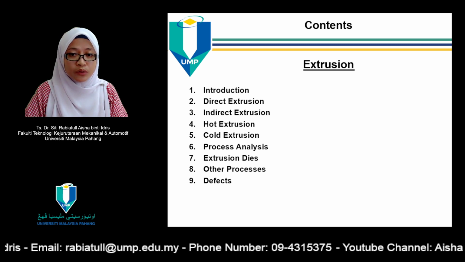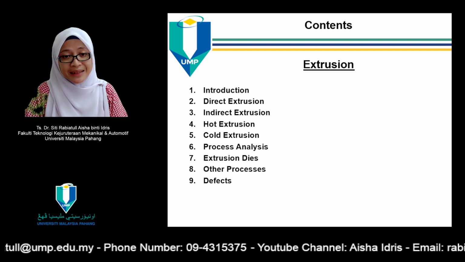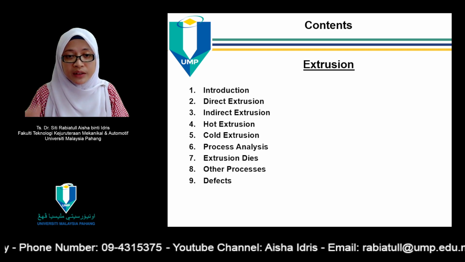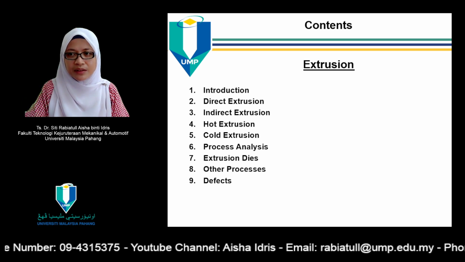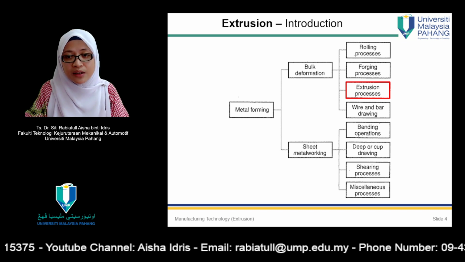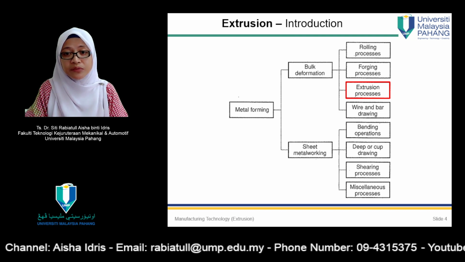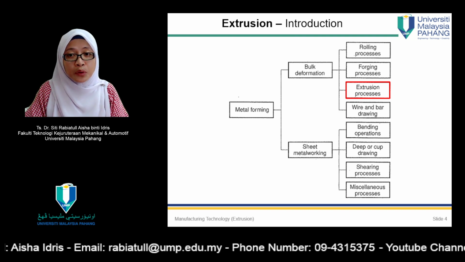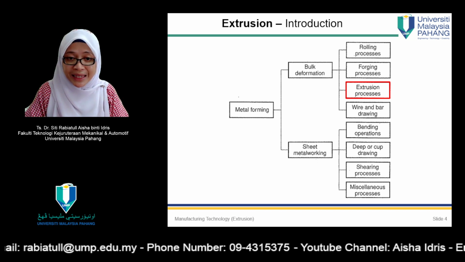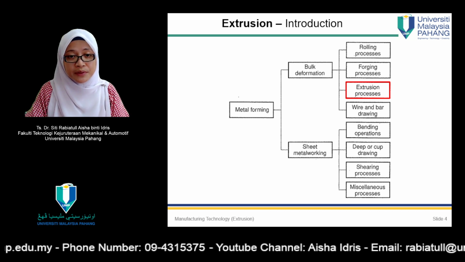And then we are also going to look at extrusion dies as well as other types of metal processing. And last but not least, we are going to look at the defects in the final product. As we can see in this list here, there are several types of processes covered for metal forming. It's either for bulk deformation or for sheet metal working. However, for this lecture, we are going to cover extrusion processes only.